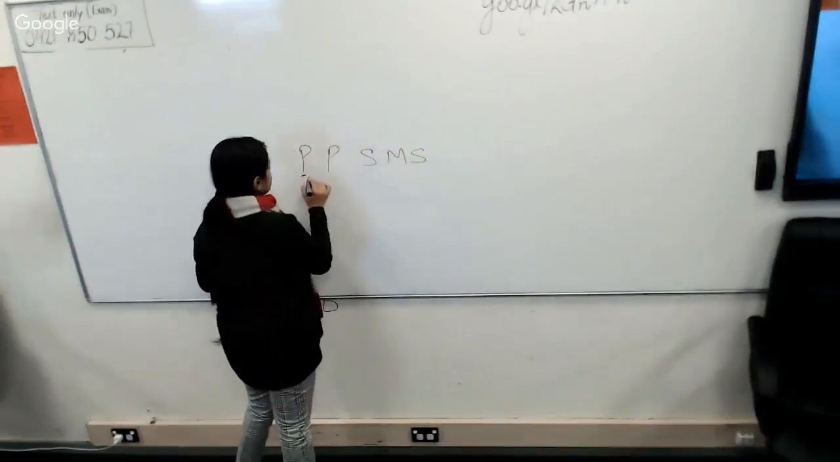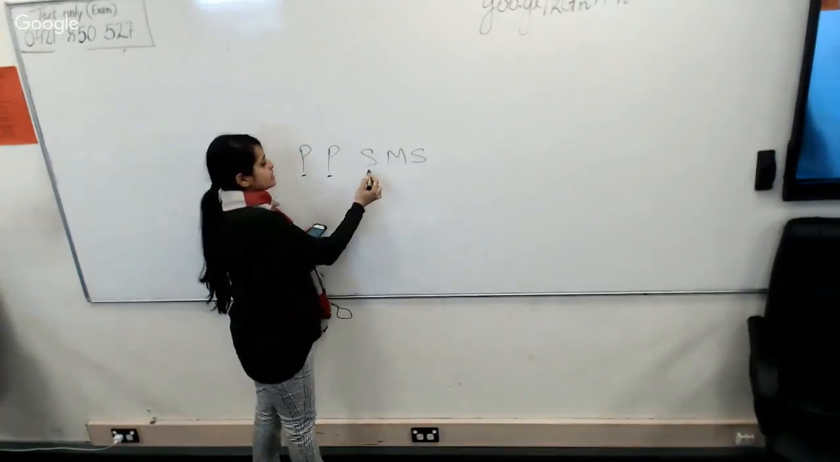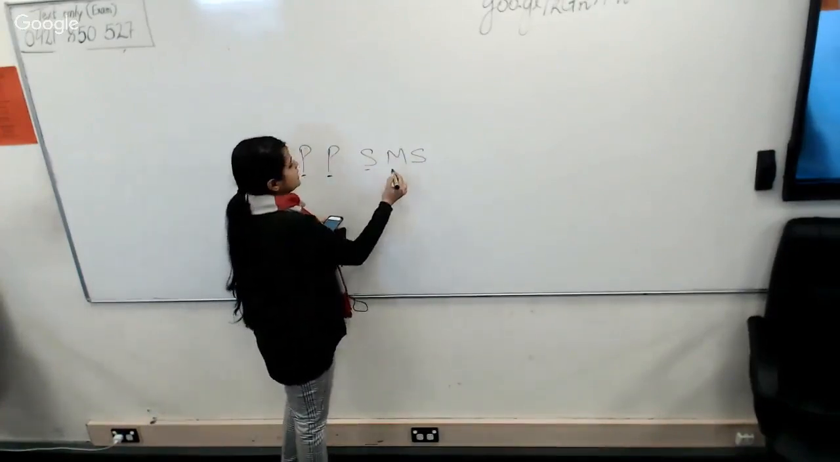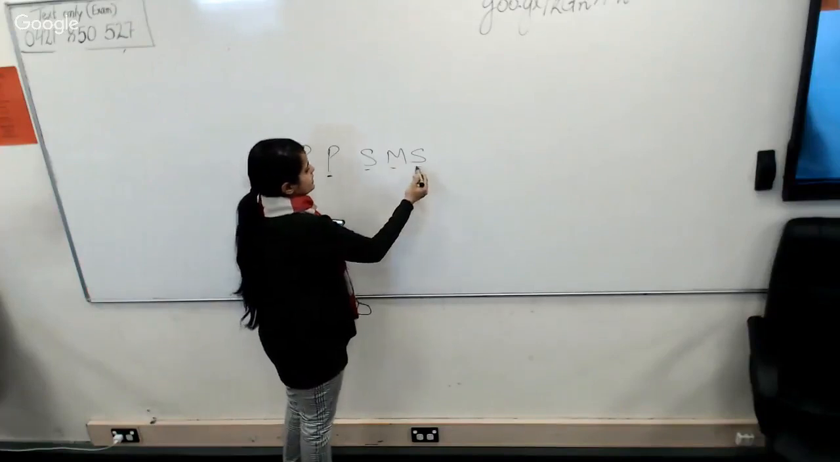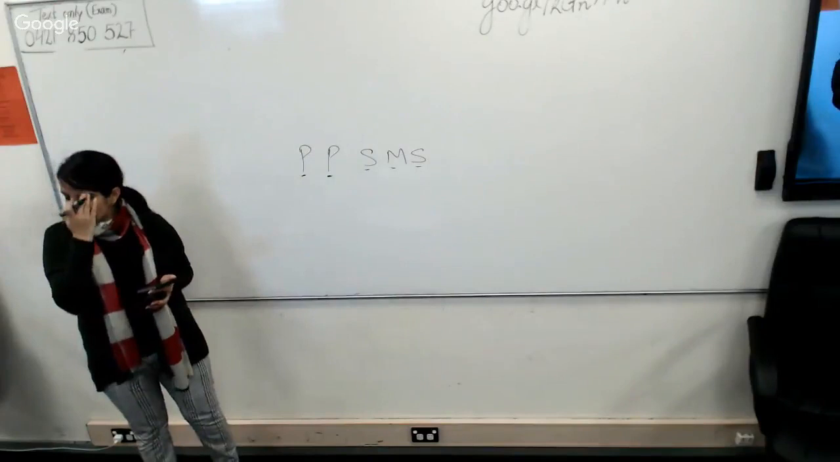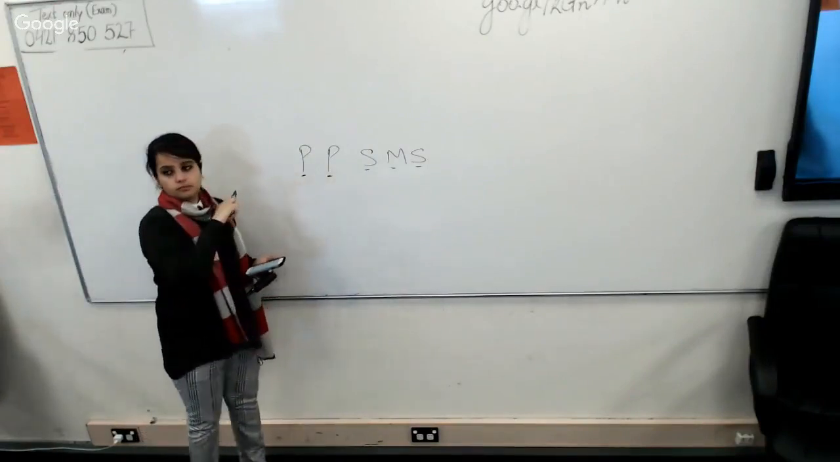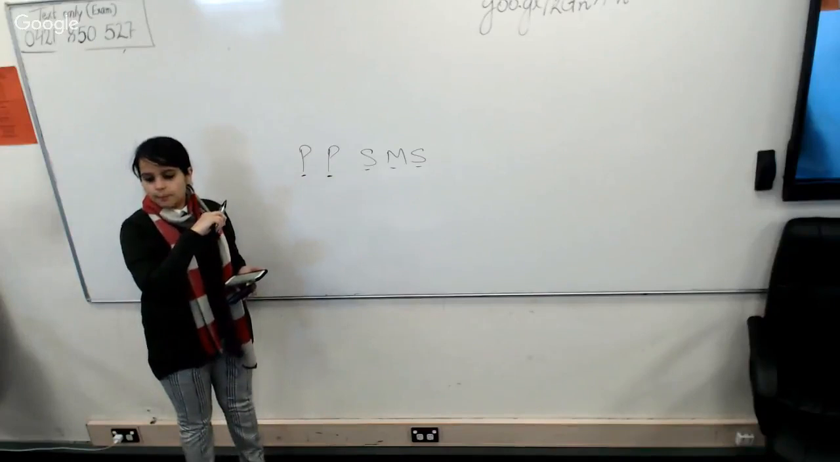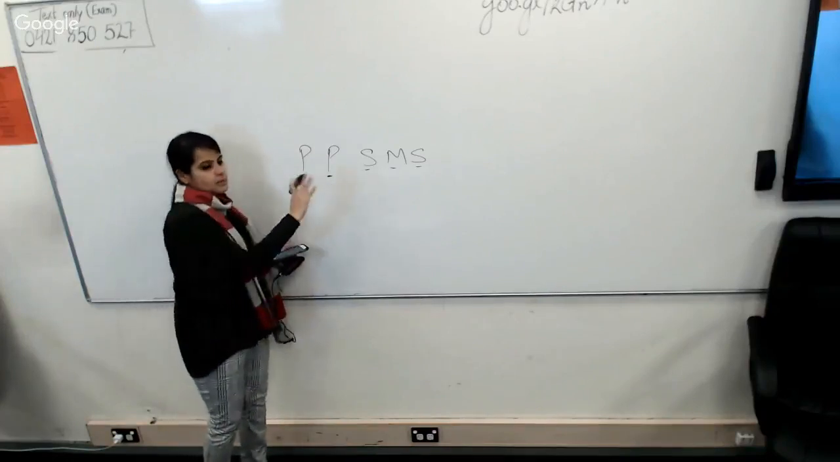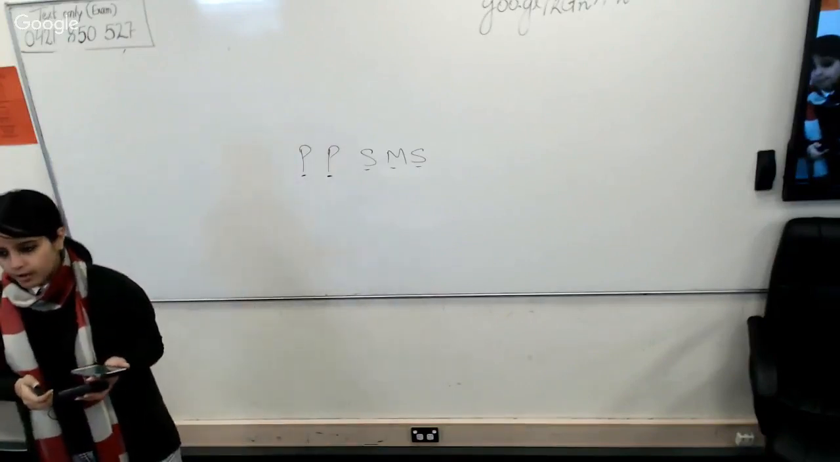PPSMS. First P for preserved, second P perfectly, S is statistically, M maintaining, S is subsidies. So the story we made was: please, please pass SMS here. Please pass SMS. Please pass SMS.